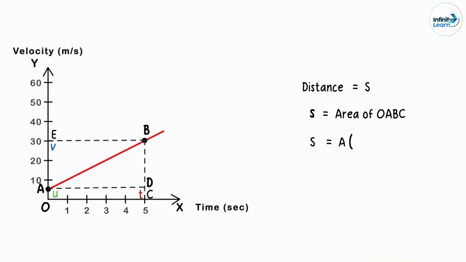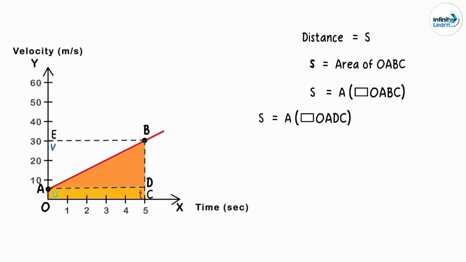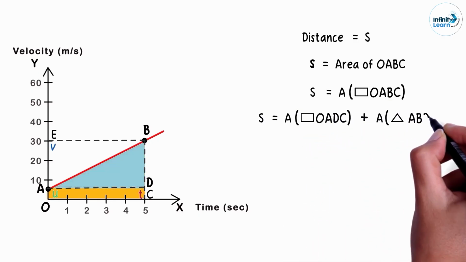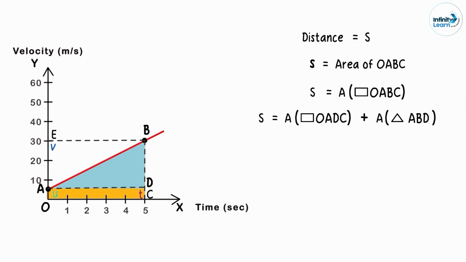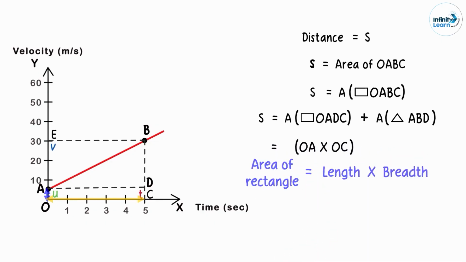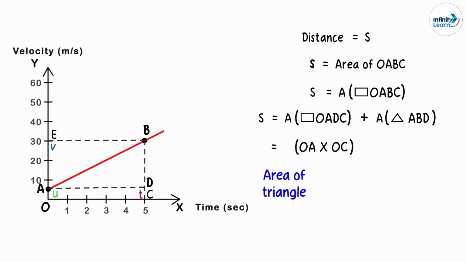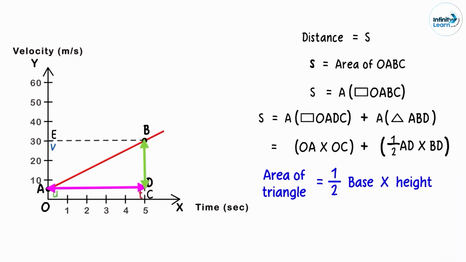How would you calculate the area of this trapezium? Easy. S equals the sum of the area of rectangle OADC and the area of triangle ABD. Why did we do this? Because it's easier to remember the area of a rectangle and a triangle. Area of the rectangle equals length times breadth, which is OA times OC here. Area of the triangle equals 1/2 times the base times the height. So here it'll be 1/2 times AD times BD.